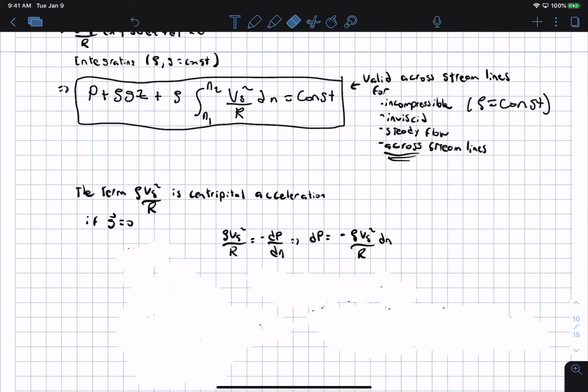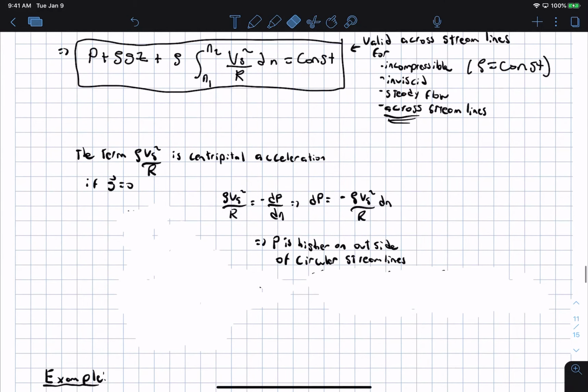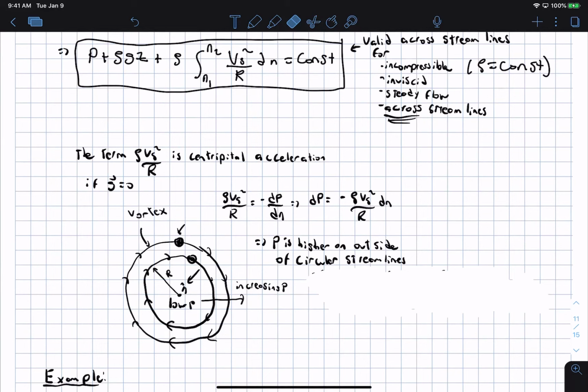And so what this means is that we can actually learn a lot from this little expression here, and you can conclude that the pressure is higher on the outside of circular streamlines. Okay, and so you can look at a picture here. This here is called a vortex, and we have a bunch of concentric streamlines like this and like this. What this equation tells us is that as we move out, the pressure will increase as we move out, like this.